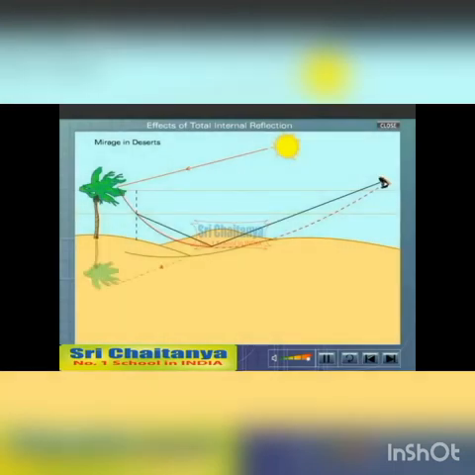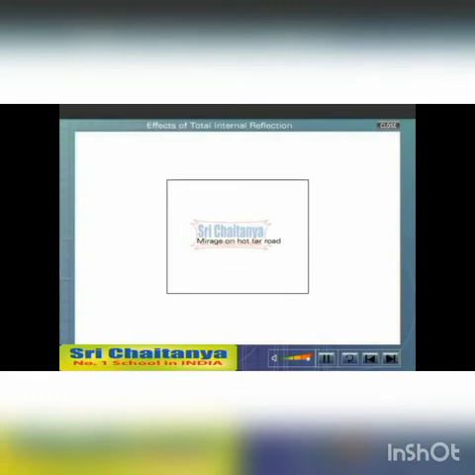Due to this, the observer will see an inverted image of the object. The observer thinks that there is a pool of water from the formation of the image. A similar phenomenon is observed on roads on hot summer days. It is due to total internal reflection that the surface of hot tar roads seems to be wet and shiny.